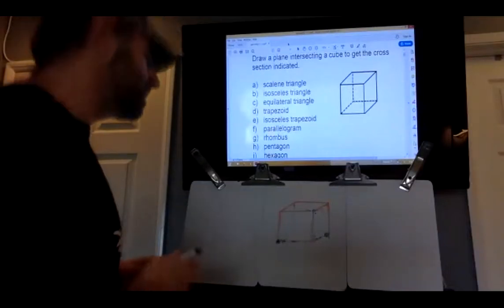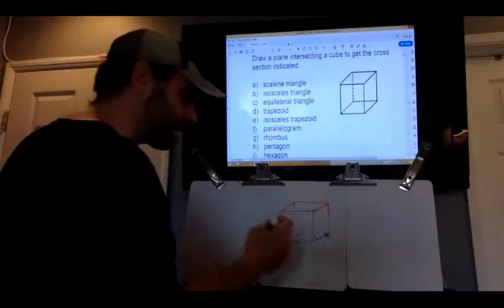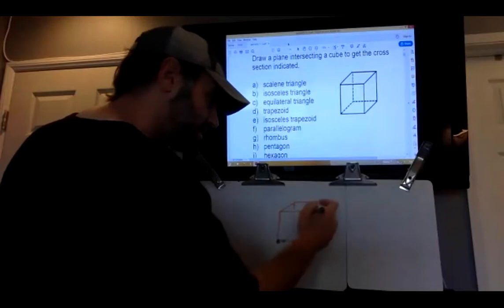Okay, so parallelogram, you can just make it a rectangle. Let's say we can go from here and here and then just come down here. Do the same thing. And it just comes through there like that. Okay, that's easy to do.